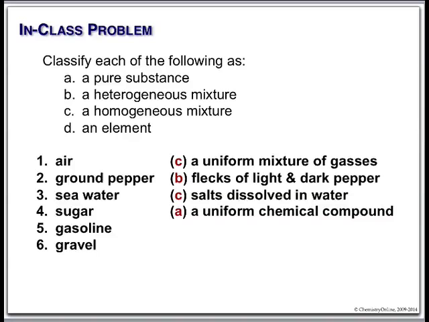And finally, gravel. Well, gravel is simple. Gravel is just a bunch of little rocks we've already seen. We can pick them out. This is heterogeneous. Any questions? Simple concept. Just think, can I separate it by physical means? If you can, it's a mixture.